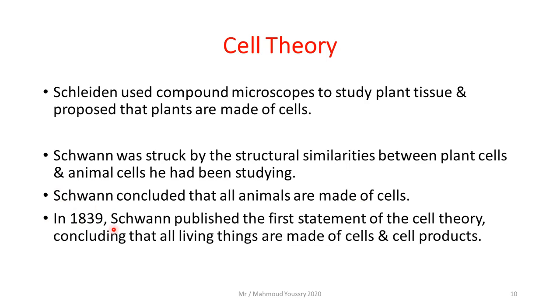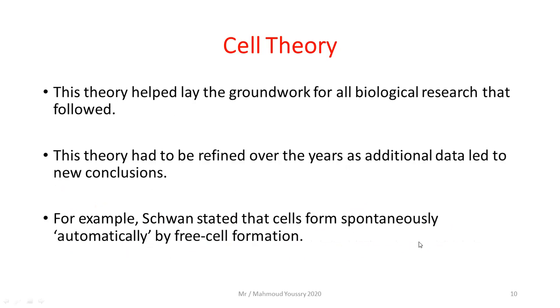In 1839, Schwann published the first statement of the cell theory, concluding that all living things are made of cells and cell products. So this is the first statement in the cell theory published by Schwann in 1839. All living things are made of cells and cell products. This theory helped lay the groundwork for all the biological research that followed.